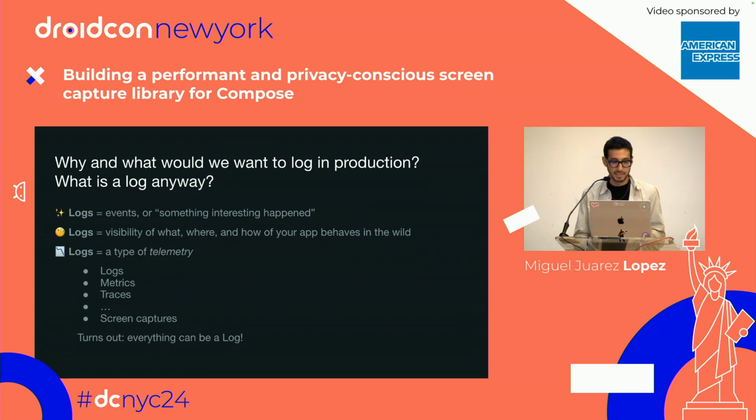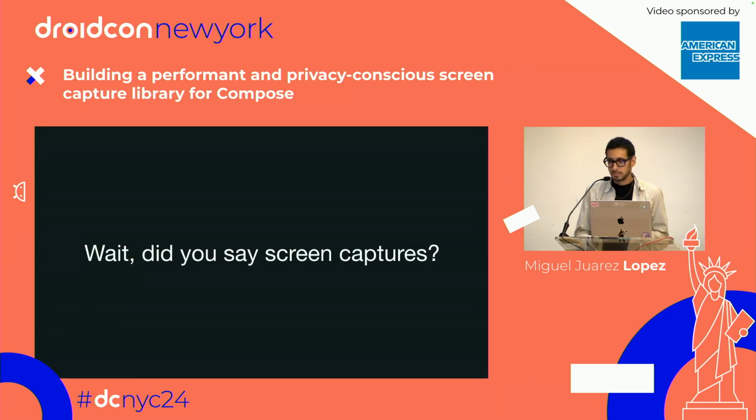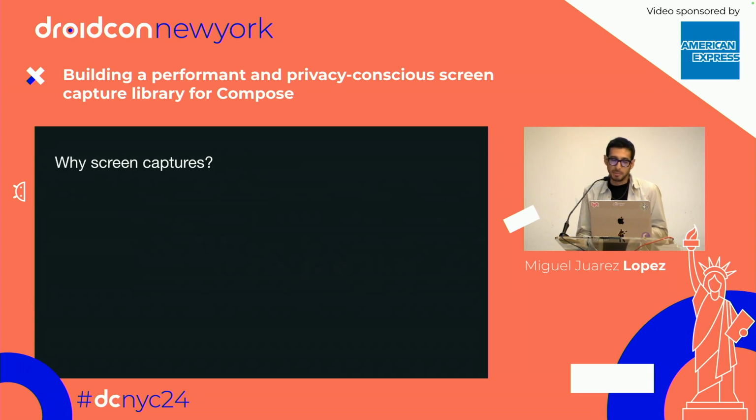Turns out if you squint hard enough, logs, metrics, traces, everything can be a log. They're signals, they're events. Something interesting happened. We want to know when it happened and what happened. So you see screen captures, yes. We believe in mobile this has been neglected. We don't want to worry about this. Observability is just about logs and traces. So why screen captures? It goes without saying, right? It's a holistic view of the user journey.